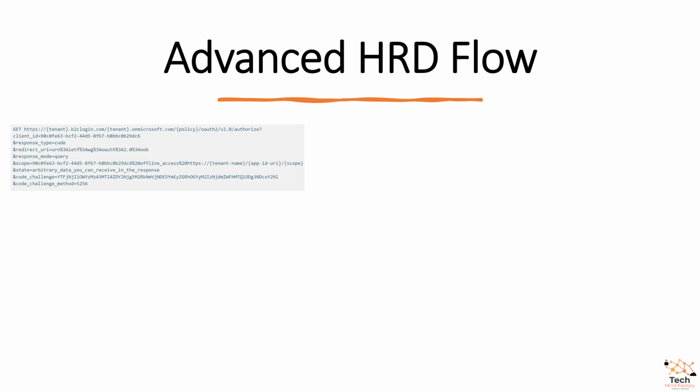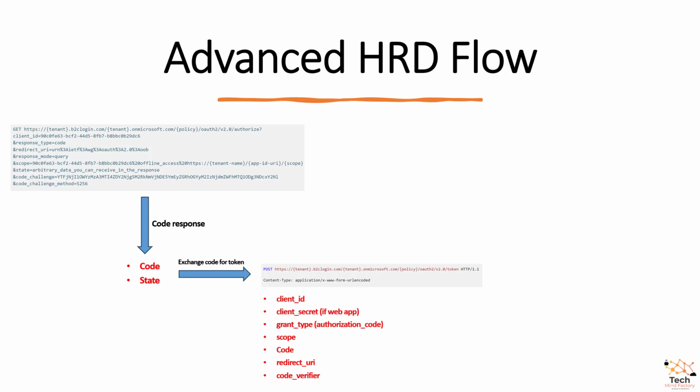We have to provide the scope, the state, and also, because we use code flow with PKCE, we have to provide code challenge and code challenge method. Once we go to the authorization endpoint and successfully authenticate, as a response we will get code and state. And with this code and state, we will be able to call the token endpoint.